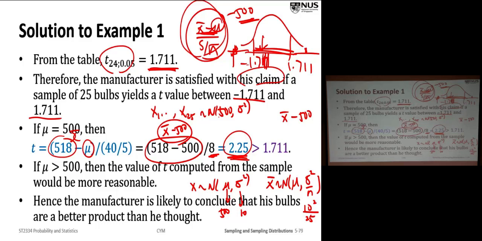But that's why we need to know the probability, why we need to know the sampling distribution. We have to know how a quantity, for example this t, which is X bar minus mu over s over root n, behaves. It follows a t distribution.